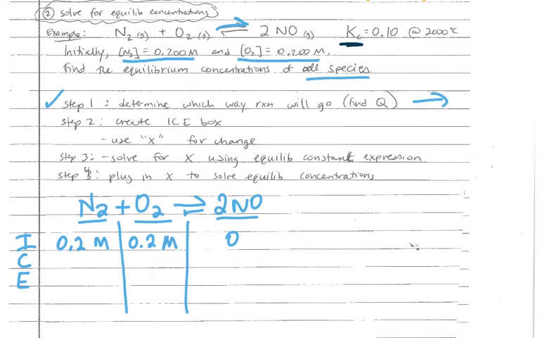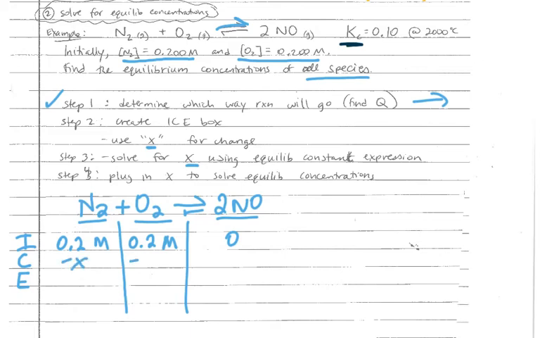We are not given any of these equilibrium concentrations, so we can't know the value of the change. But we can use X for the change. All right, that's what we're going to do. So we're going to plug in X as a variable to indicate the change. So in other words, the nitrogen gas is going to go down by some value of X.